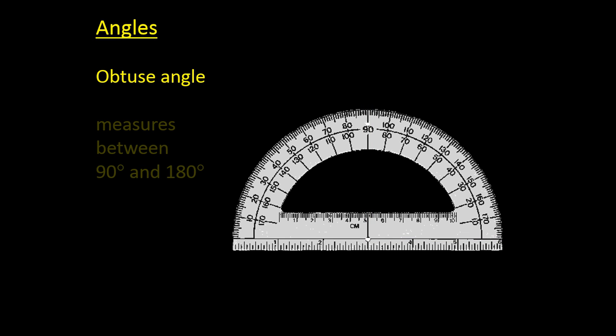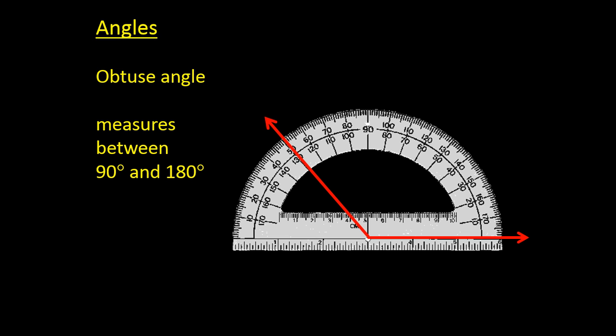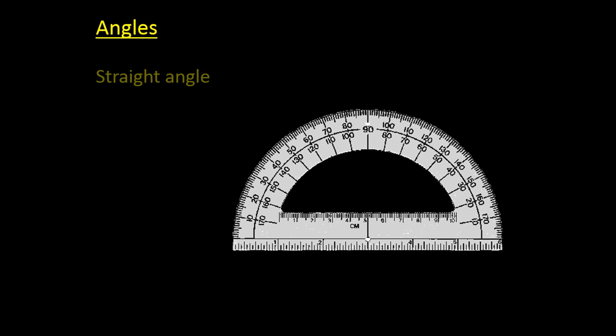An obtuse angle measures between 90 and 180 degrees. And a straight angle measures exactly 180 degrees, so it forms a straight line.